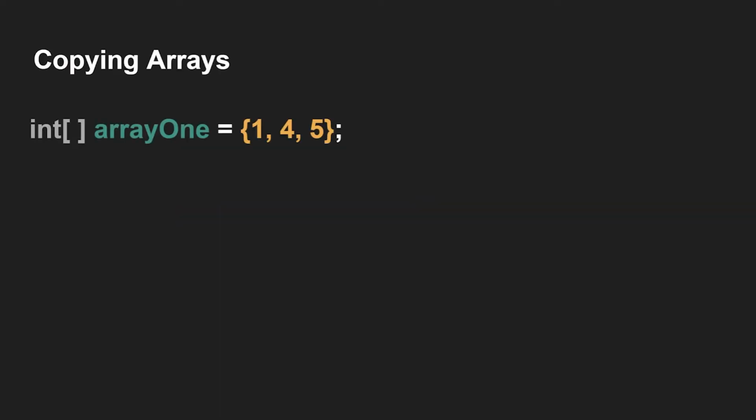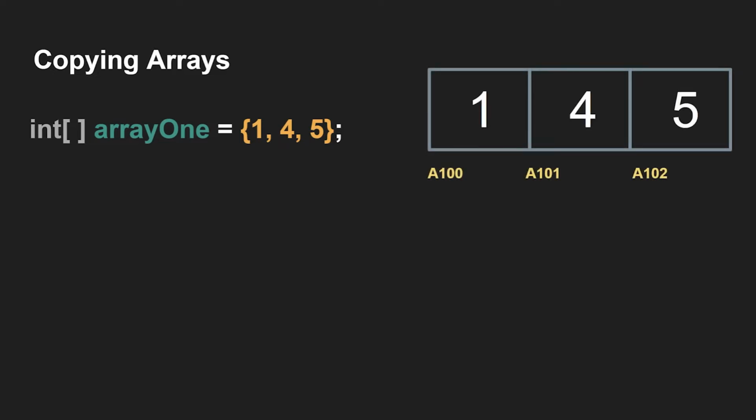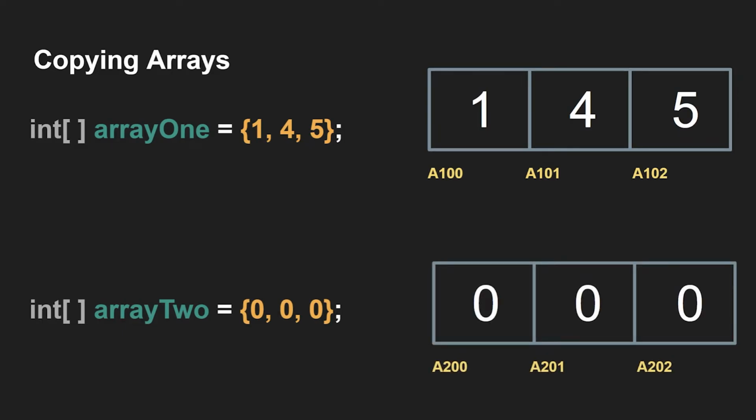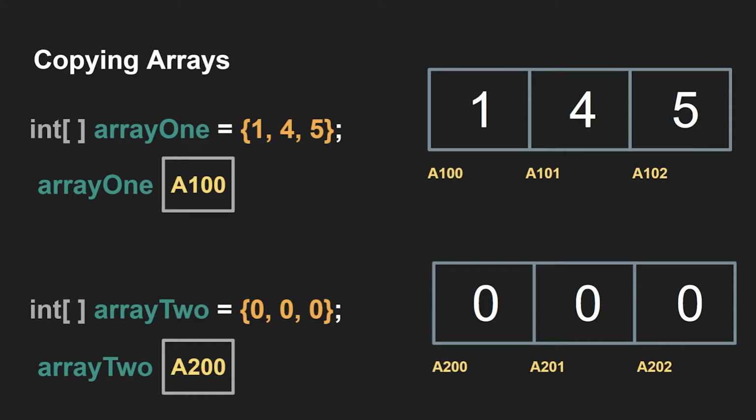Copying arrays. Let's say we have our normal array that we've been using, with these values at these addresses, and we have another array, array 2. We're setting it to 0, 0, 0, and we're going to say that it starts at A200, not A100, so it's a completely different address, and the values inside are 0, 0, 0. Just like we mentioned before, array 1 links to A100, the address of the first value. Array 2 links to A200, the address of the first value of the second array.